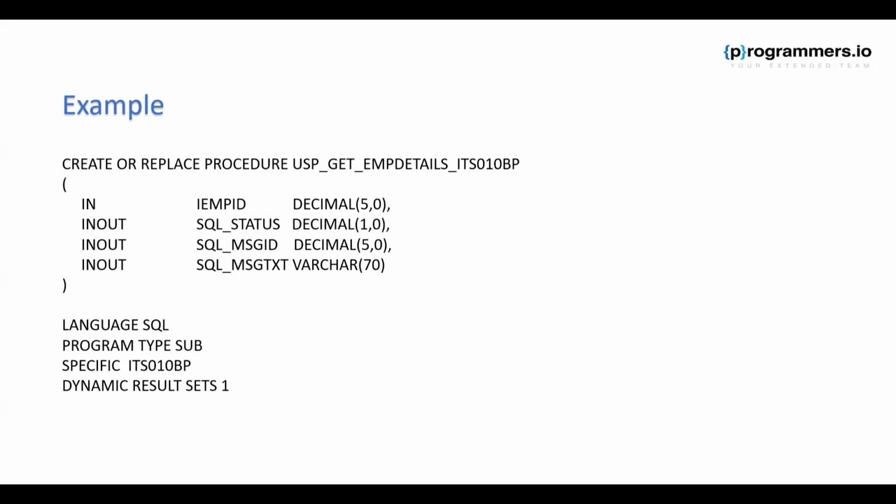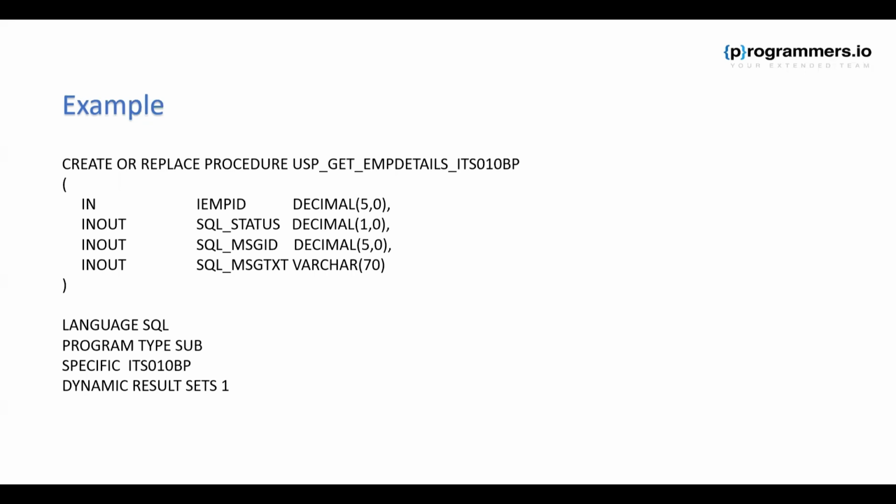So the parameter list we have already discussed, and after the parameter list we have closed the bracket. After that we have LANGUAGE SQL, which means this stored procedure will contain only SQL code, only SQL queries. After that we have one keyword, that is PROGRAM TYPE SUB.